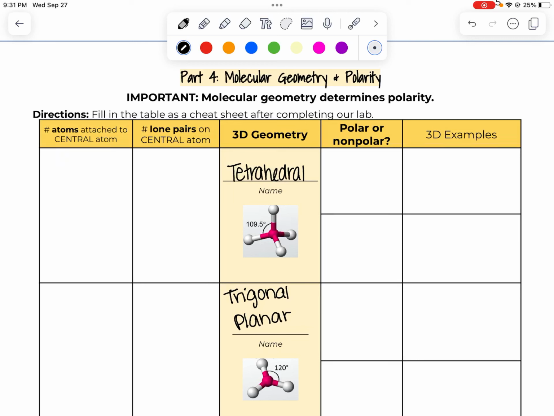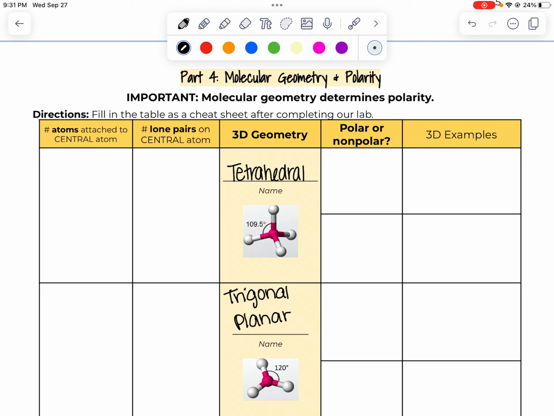Hi everyone, sorry I can't be there with you today, but what we're going to do right now is take some notes in our Unit 3 notes packet. So if you could open that up to page 6, we're going to start on this Part 4, Molecular Geometry and Polarity page. We're going to start by reviewing some things that you should have gotten out of your lab that we did, the Land of Molecular Compounds lab.